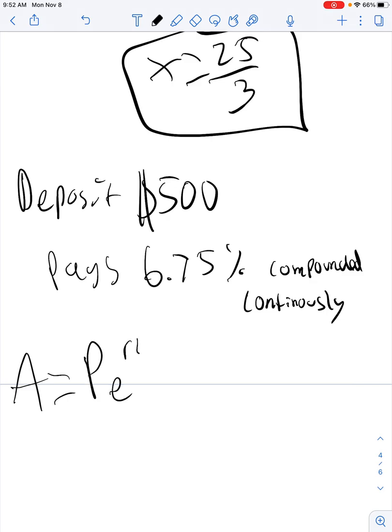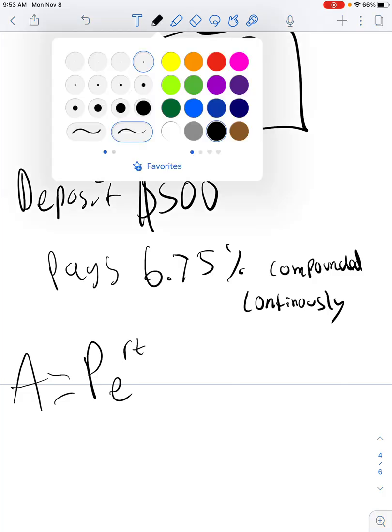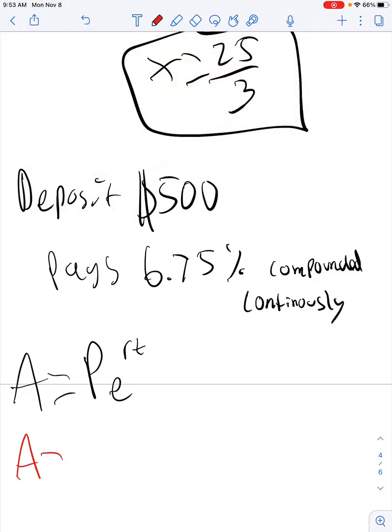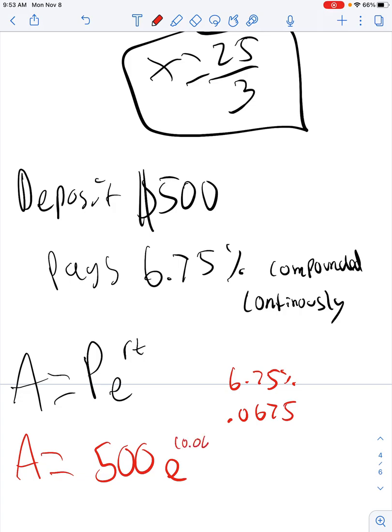So we can use the formula A equals P times e to the rt. Again, A is your account. P is your principal amount, so your original amount that you invested. E is our letter e, and then r is the rate and t is the time. So when I substitute some numbers in, again, this is kind of my final value. I started with 500. My rate is 6.75%, which as a decimal is 0.0675.